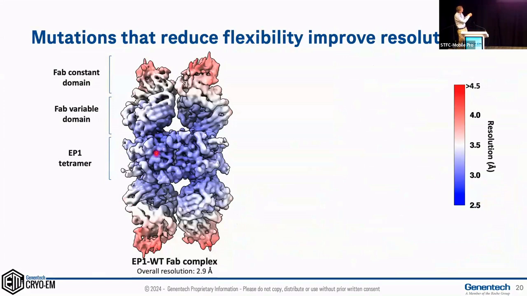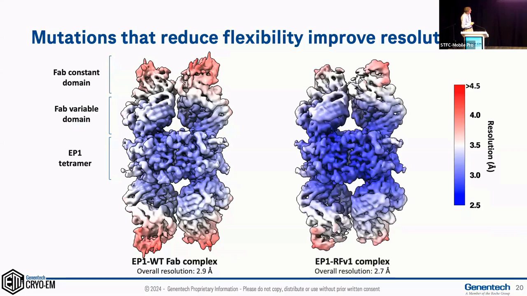This is colored by local resolution, estimated using the method implemented, for example, in RELION with a windowed local FSC. And you can see, as expected, that the flexibility at the hinge of the Fabs means that the constant domain is less well resolved. The first mutant was really inspired by these rabbit Fabs. They turn out to have a disulfide around the hinge that holds it in place, more or less, and seemed to give marginal but noticeable improvements in the local resolution, both of the target itself in the center here and in the Fabs. Perhaps a slight improvement in the constant domain, but that wasn't so clear.